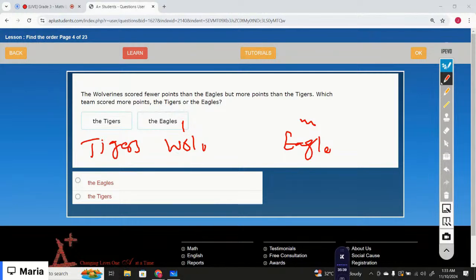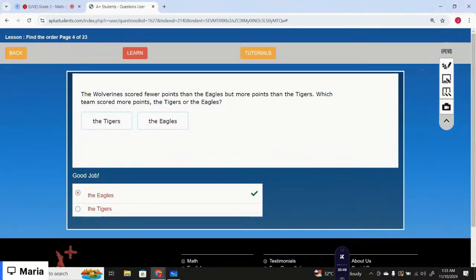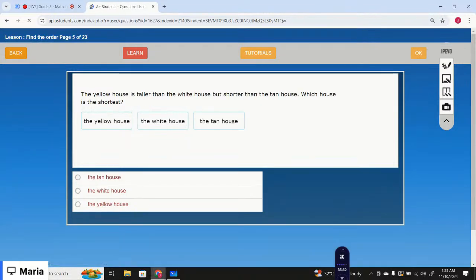Who scored the most? Eagle it is, right? The correct option is Eagle. Option number one is the correct option. Okay, you can complete the lesson by yourself later today. Let me just move on to the next lesson.